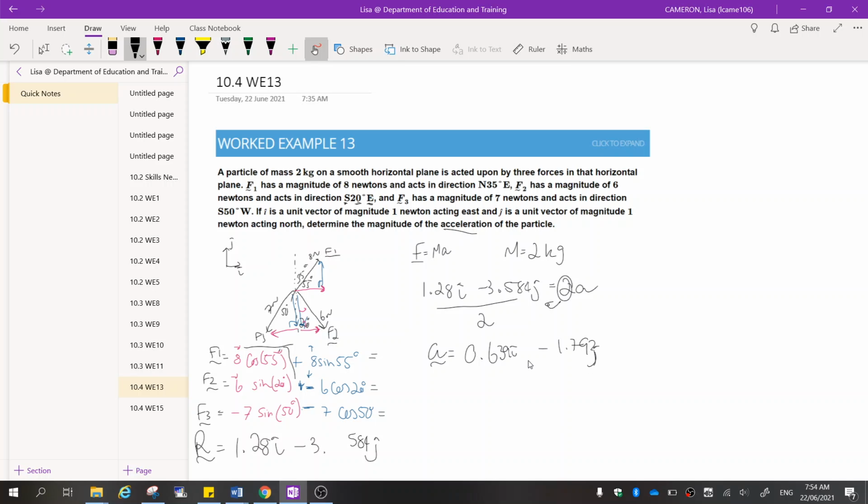Okay, so now I've got these values. If I want to find the magnitude of the acceleration, that just means I'm going to square both of them, add them together, and take the square root. Now I'm just going to write plus because you know that when you square the negative, it's going to turn it into a positive anyway. And that's going to give you that the magnitude of the acceleration is 1.90. So that's meters per second squared.